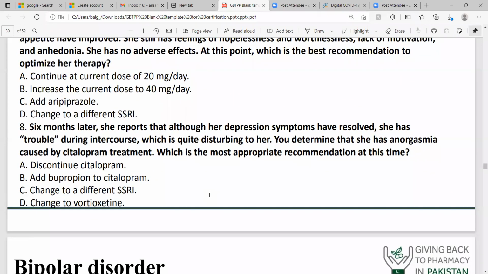Next question is, 6 months later, she reports that although her depression symptoms have resolved, she has trouble during intercourse, which is quite disturbing to her. You determine that she has anorgasmia caused by citalopram treatment. Which is the most appropriate recommendation at this time? So the best answer in this case is answer B, because as I said, if the patient is experiencing sexual side effects, bupropion is the best option to add.